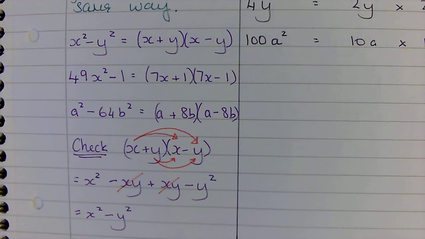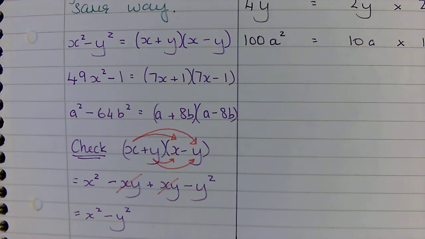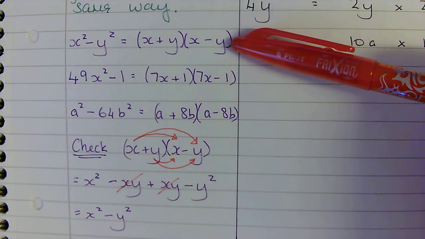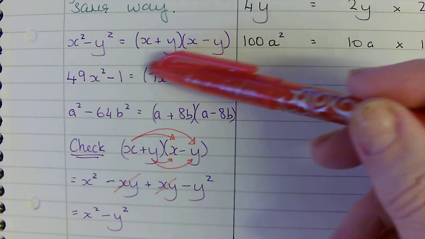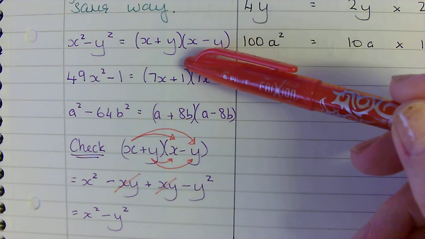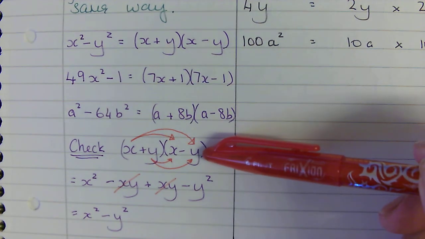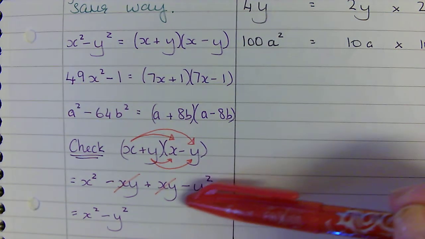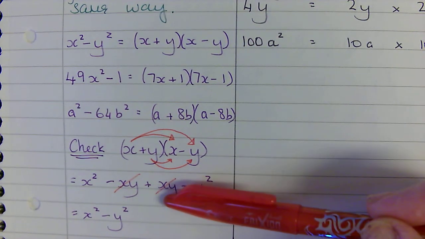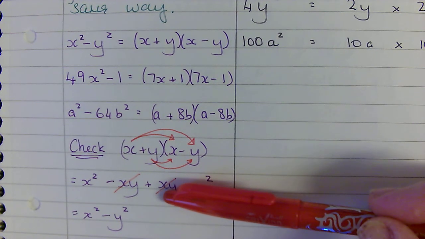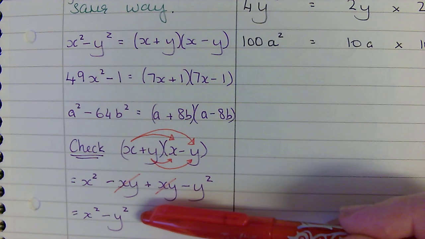And just to check why this works, have a look at the first example again. So on this top row here, if we look at it backwards and expand this bracket, and that's what I've done here, what we find is that the middle two terms are identical, but one is positive and one is negative, and therefore they cancel each other out, which just leaves us with the difference of two squares.